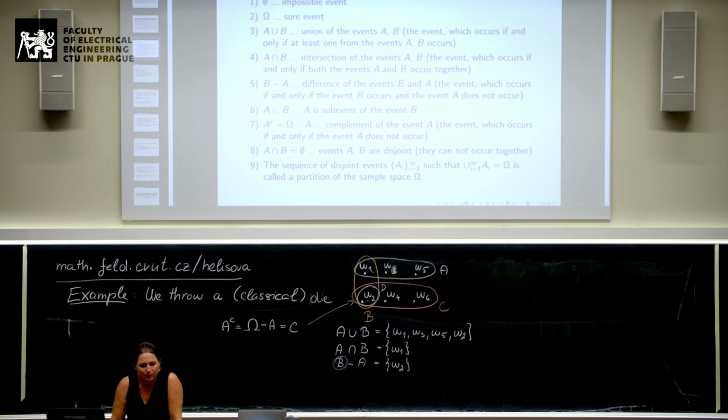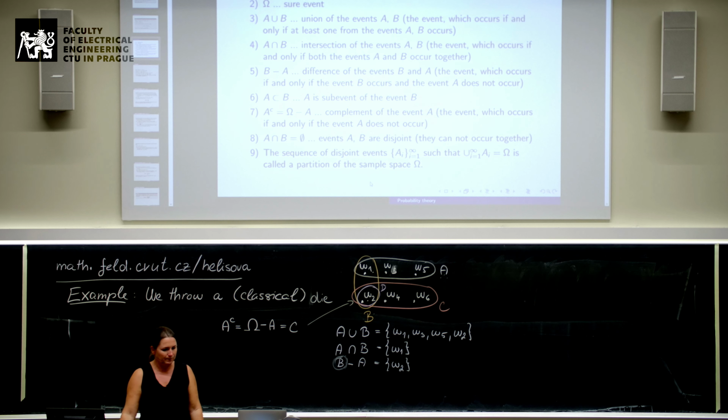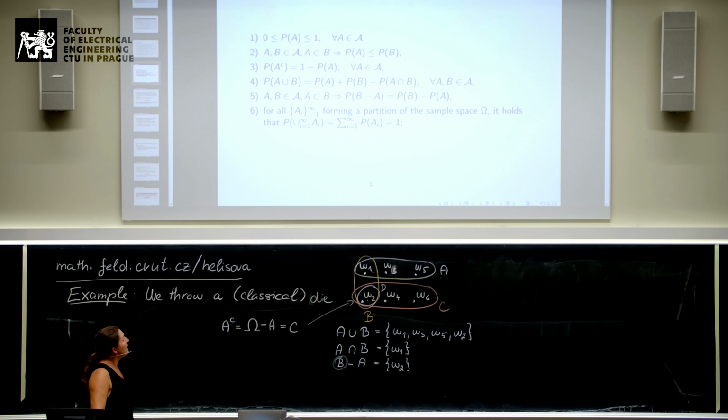The 8 points. What does it mean that the events are disjoint? It is again corresponding to the terminology from set theory. The sets are disjoint when their intersection is empty, and the same situation is here. When the intersection of the sets of the events A and B is empty, we call the events disjoint, and practically it means that they cannot occur together. So if one of these events occurred, you know that the second one couldn't occur and opposite. And the sequence of disjoint events, okay, we can skip the terminology 9 now, because we will talk about it later in more detail. So this was the basic terminology, and now we will talk about some basic properties of the terms which we defined.